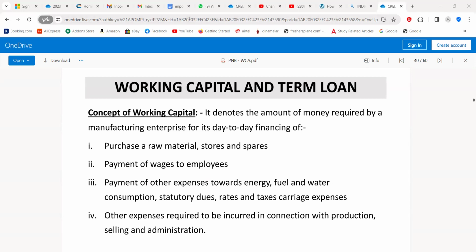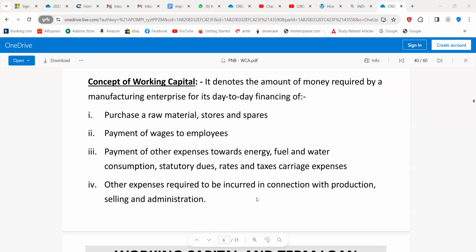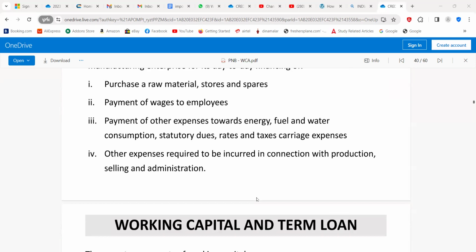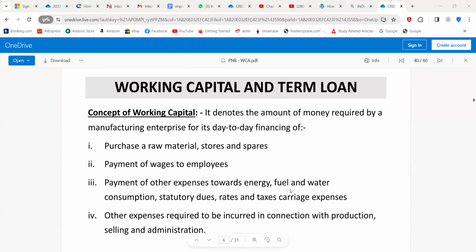Now you continue. Payment of other expenses towards energy, fuel, water consumption, statutory dues, rates and taxes, carriage expenses. Other expenses required to be incurred in connection with production, selling, and administration. I think you better read this once again.